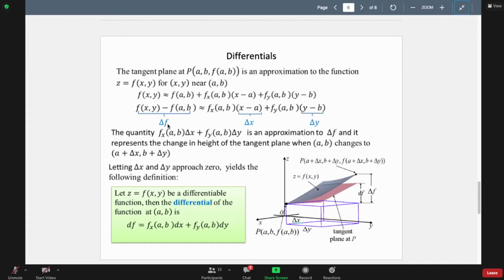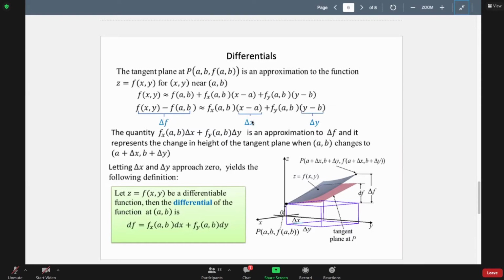So of course, using this, we can say that delta f, the difference between the function values, is roughly the partial derivative with respect to x times delta x plus fy delta y. And now, if you let delta x and delta y approach 0, that yields the definition. If this goes to 0, we call this dx, dy, and we will call this df. Such an object is called the differential of the function f.